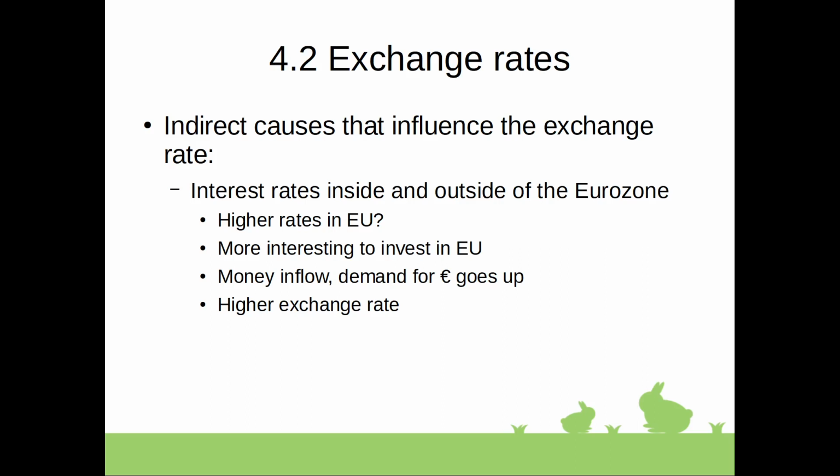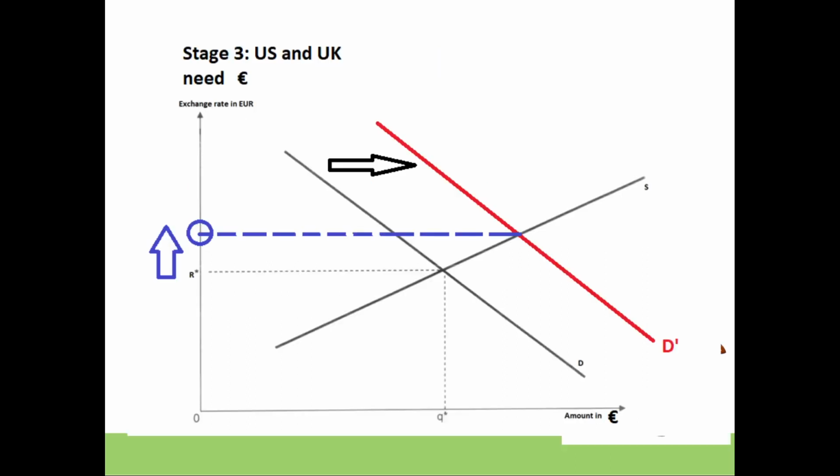Then we arrive at point B, the interest rates inside and outside of the Eurozone. They will also affect the exchange rate indirectly. If you have higher rates in the European zone, you will see that it's more interesting to invest in Europe. Money will flow into the Eurozone and the demand for the euro will go up. As you can see in the previous slide, I think these are just switched. This one should be up next. The demand for a certain currency goes up, which will create a higher price in the end. Okay, well, a higher exchange rate.